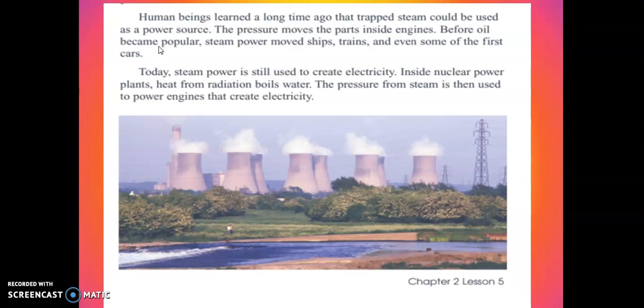Right in the beginning of history, the first cars were moved by vapor, the trains too, right? So, this is the way.